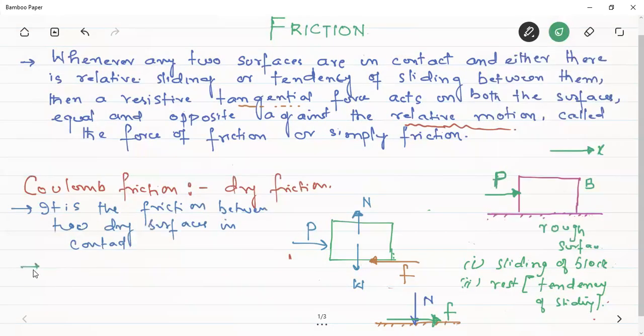There isn't any fluid film between the surfaces. Otherwise, we have to bring in the concept of viscosity. The fluid friction is defined in terms of the viscosity of the fluid. That we have to bring into consideration, but our discussion here will be restricted to Coulomb friction, that is the dry friction. So let's see what Coulomb's theory of dry friction is.